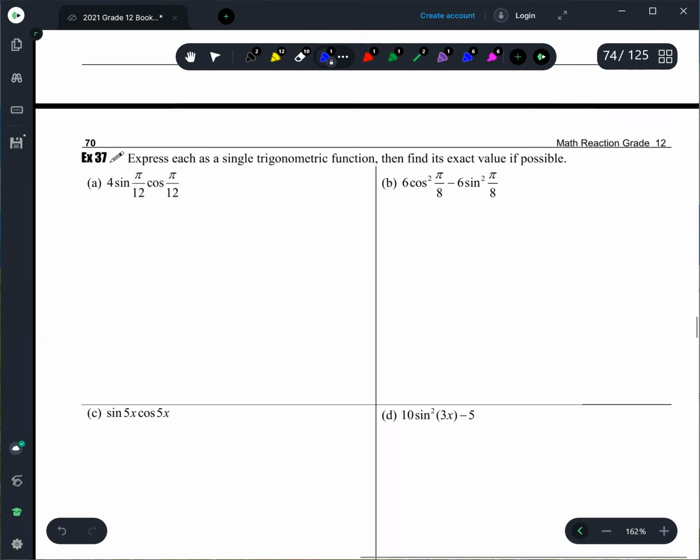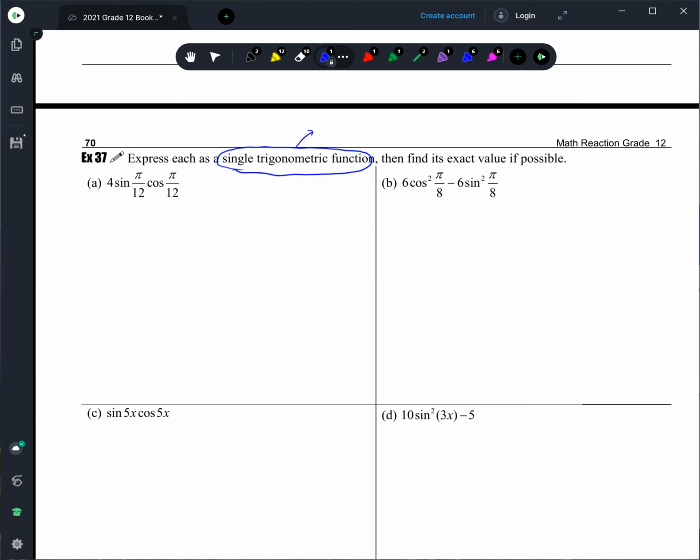The instruction here is: please express each as a single trig function. Let's circle that. Single means only one. Trig means sine, cosine, or tangent. So either everything becomes sine, or only cosine, or only tangent. In the first question you have a mix of sine and cosine, and you want to turn it into just one. That's our goal here.